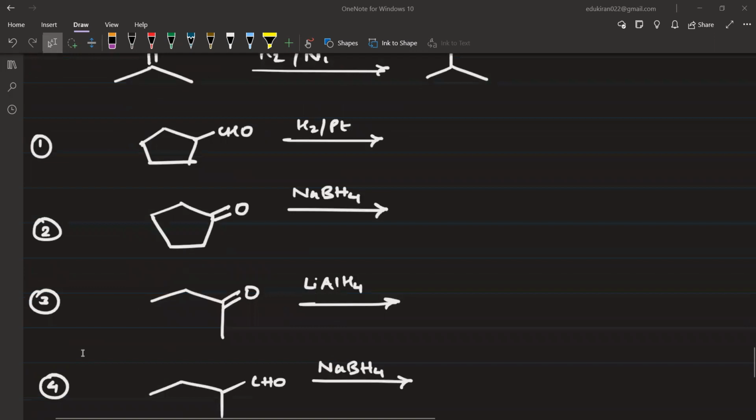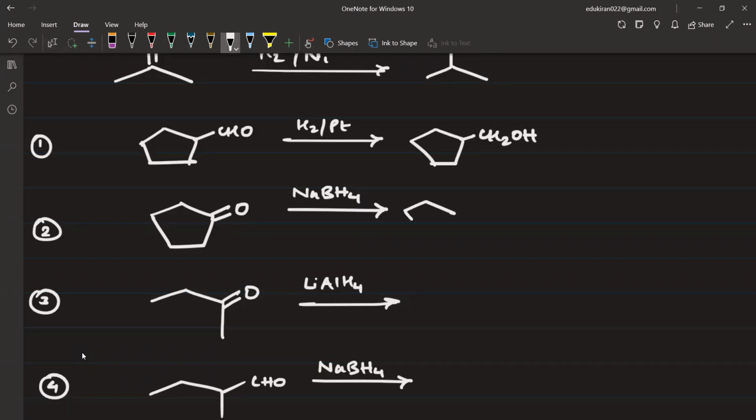Whenever you have to make a 1 degree or 2 degree alcohol, you'll be thinking of aldehydes and ketones. So this molecule will be CH2OH. This will be OH. This will be OH.